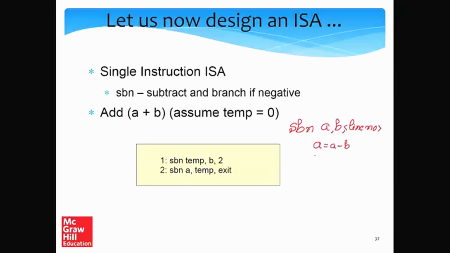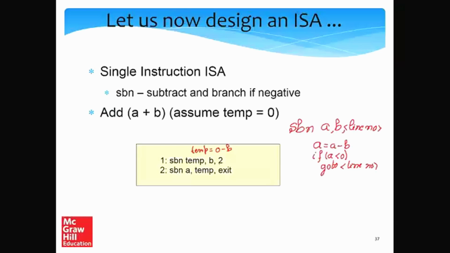And if the result is negative, it will go to the line number that is mentioned over here. Otherwise, the program will go to the next instruction. So in this case, if we assume temp is 0, what we are essentially computing is temp is equal to 0 minus b.